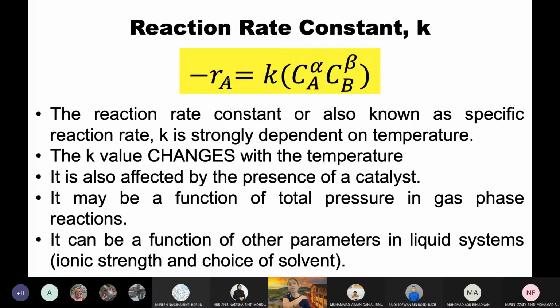Okay, then also depends. Kalau you are using gas phase reaction, katakan your reactor in gas phase, you may also increase the K by increasing the pressure. Dia also boleh membantu. Or in liquid system, it can be dependent on the ionic strength and the choice of solvent. Cara lain kalau ada liquid, for you to manipulate the value of K. Tapi the concept is kita nak K as high as possible. K tinggi, minus RA tinggi, means more A is consumed in the reaction.